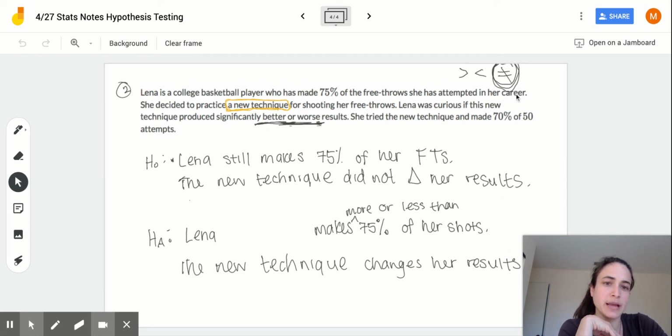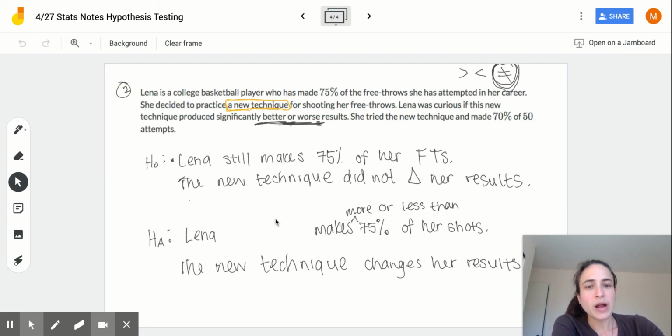So your statement for HA should include a statement of inequality. So you don't want to say, oh, the new technique is better or the new technique is worse. You just want to say the new technique has changed the outcome, because you're not knowing which direction it would go in. Okay, so for H0, it's always going to be that there's no change. Lena still makes 75% of her free throws. That's one way you could say it. The other way you could say it is the new technique did not change her results. Something along those lines. There's many different ways you could say it, okay?